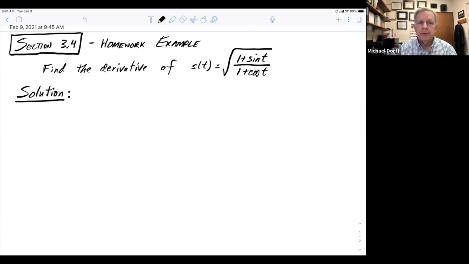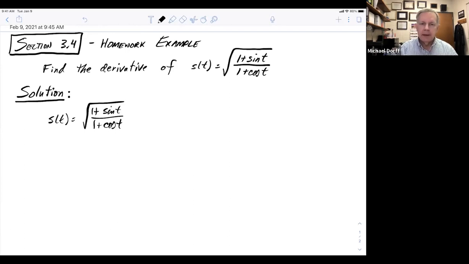We're in section 3.4. We're going to look at this homework-like example. And here we're trying to take the derivative of a very complicated function. In order to do this, we're going to use the chain rule. So first, let's write down our function. It's s of t equals the square root of (1 plus sine t) divided by (1 plus cosine t).